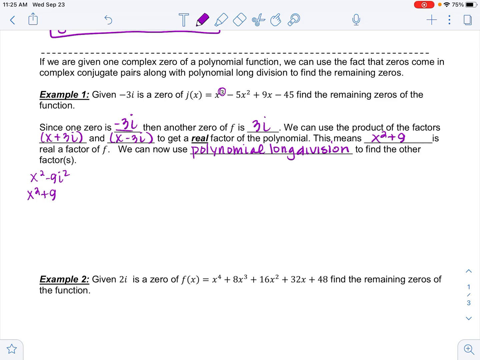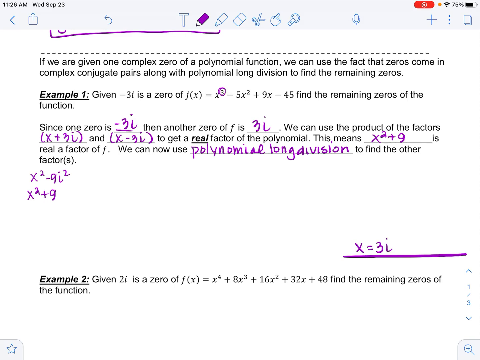Okay, so let's actually do this problem. It says, given negative 3i is 0, find the other zeros. So off to the side right here, I'm going to put a little line. This is going to be my answer line. This is what I do so I don't forget answers. And I'm going to end up boxing it when I'm done.